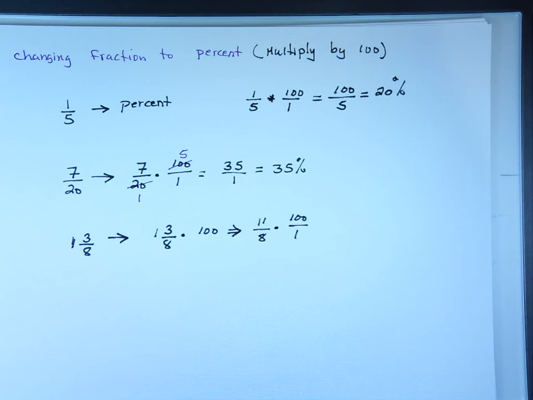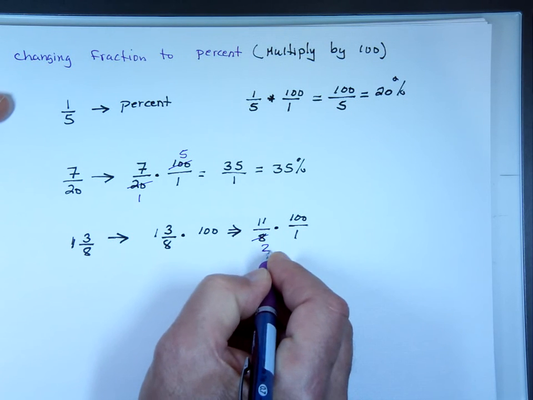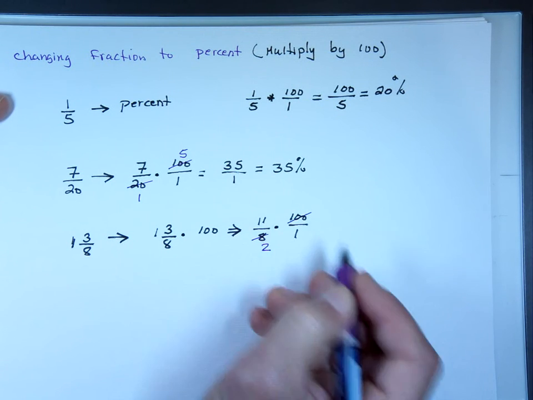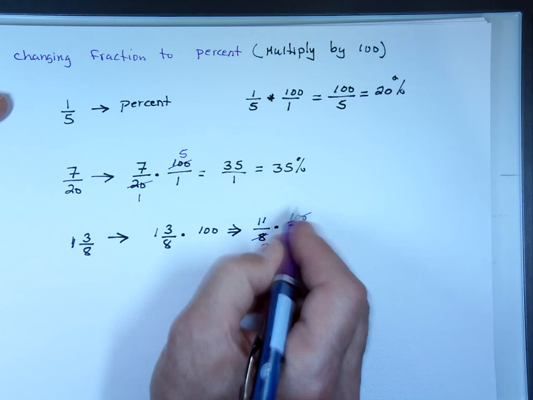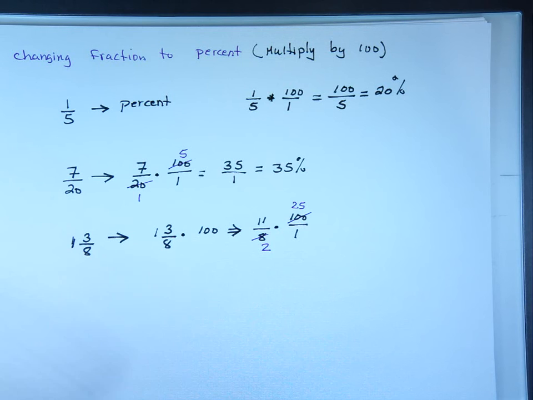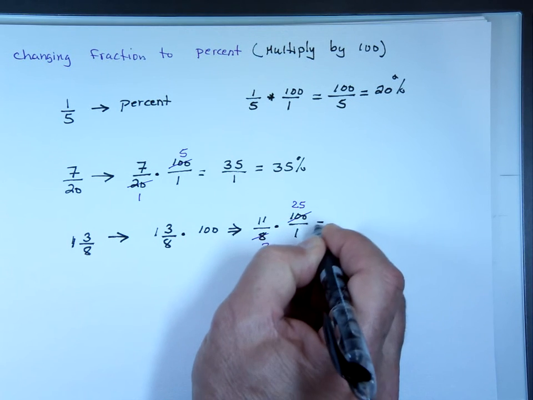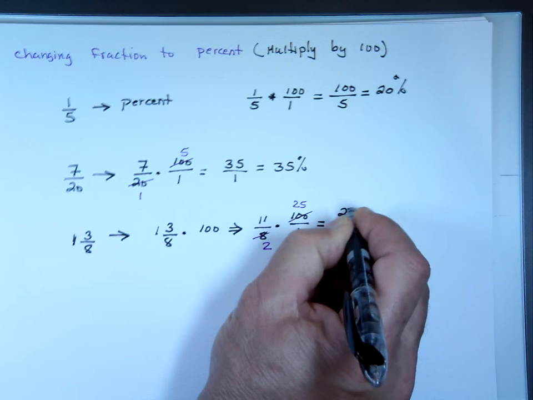I can simplify. I can divide by 4. By 4, this is what? 2. By 4, what's 100 by 4? 25. 25 times 11. Is it 275? I think it's 275. Divided by 2.